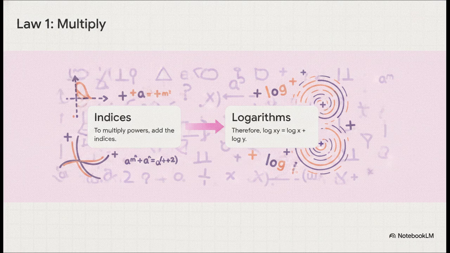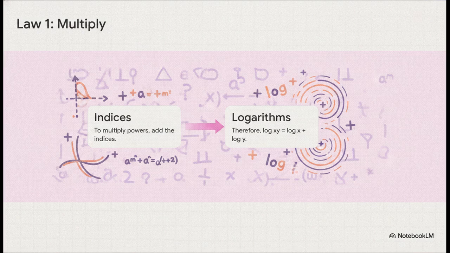First, recall that basic rule for indices. To multiply powers with the same base, you just add the indices together. So, applying this logic to logarithms, if we have the log of two numbers being multiplied together, like log of x times y, we can actually split that apart by adding their individual logs. Therefore, log xy elegantly becomes log x plus log y. The multiplication happening inside the log turns into simple addition outside of it.